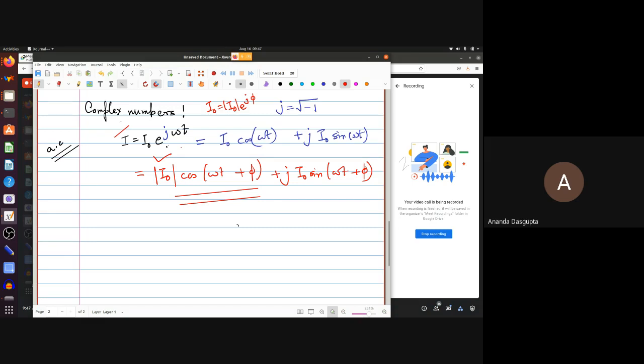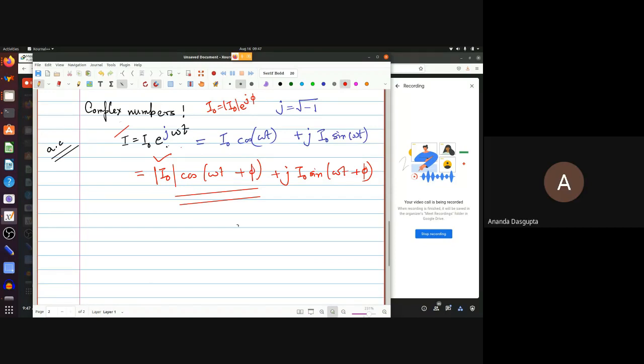Why do you want to use that? Why would anybody want to make life complicated and deal with complex numbers when you don't need to? Quantum mechanics is a different story. There you need complex numbers. Here you don't. So why use them? They make the calculations easier. Yes.